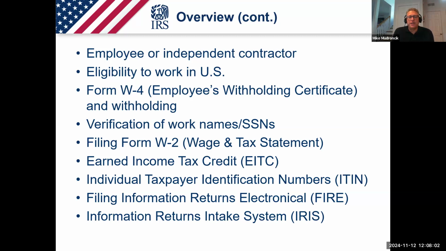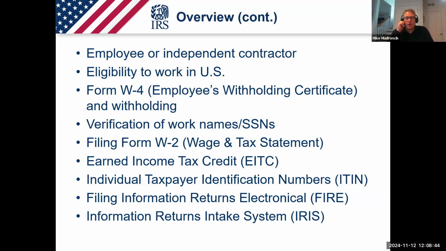We'll also talk about the Earned Income Tax Credit, which is a tax credit for lower income employees or individuals, and a responsibility that an employer has in that area. We'll talk about individual taxpayer identification numbers, which are for individuals who can't get a Social Security number. The individual taxpayer identification number is what is used to identify them with filing tax returns and with other forms. We'll also talk about how you as the employer can file what we call information returns.